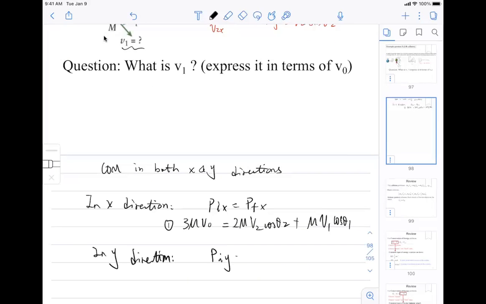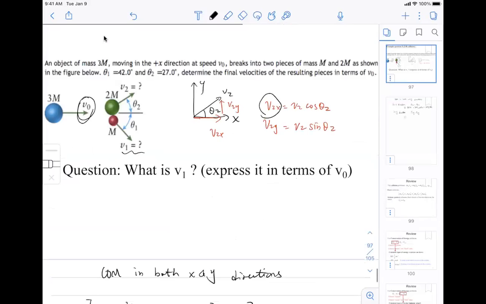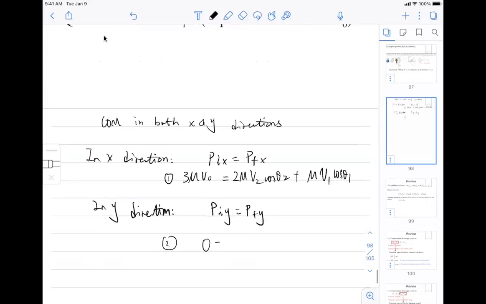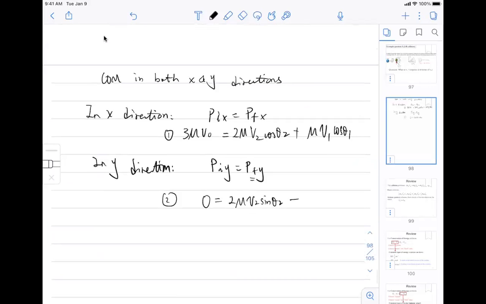P initial y equals P final y. It's going to be the second equation. Initially, there's nothing in the y, so it's 0. And finally, 2m has v2 sine theta 2 in the y, right? It's going up. Now v1 is going to have a negative sign, v1 sine theta 1, pointing down. That's why the negative sign. Okay, so I got two equations. I can solve for the two unknowns, v1 and v2.